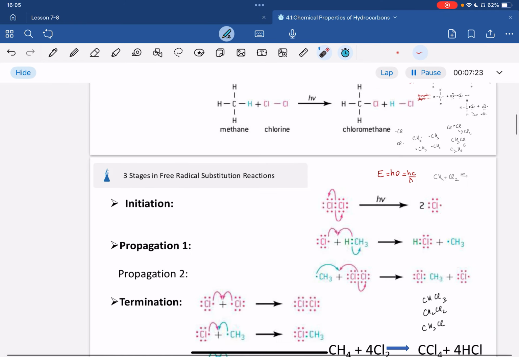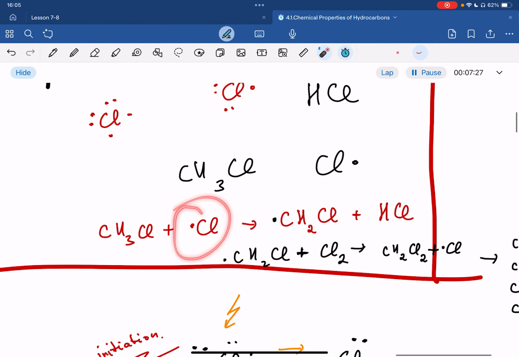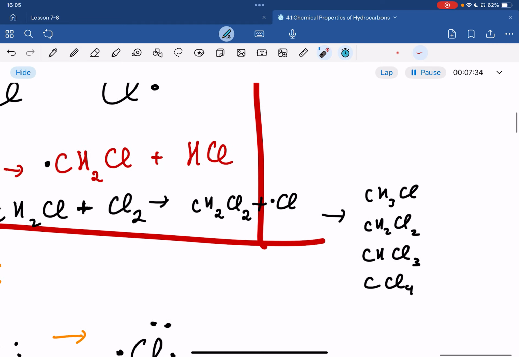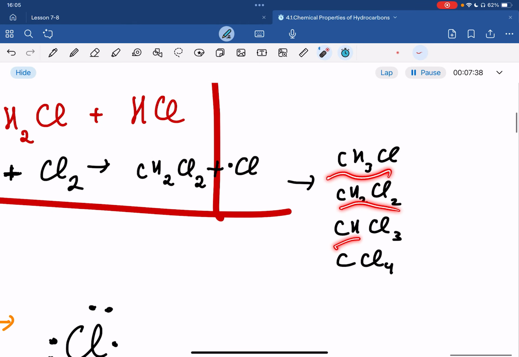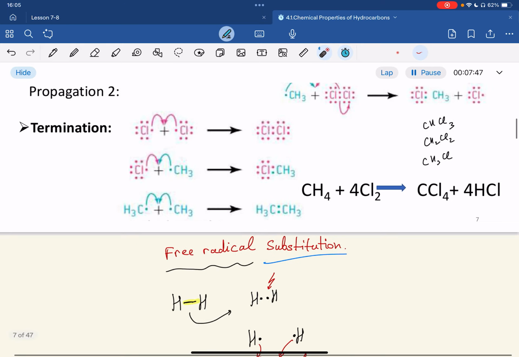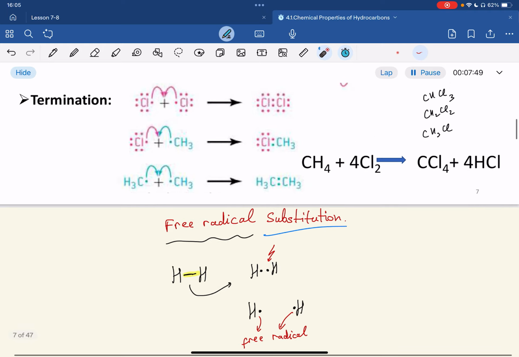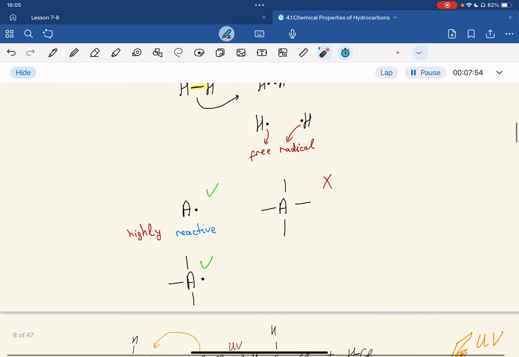We can also have side reactions. These radicals can react with the products too. So from the side reactions, we can get many different products like CH3Cl, CH2Cl2, CHCl3, CCl4. All in all, these are called free radical substitution reactions.